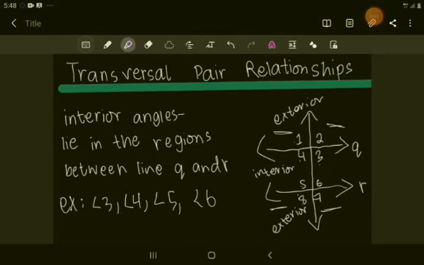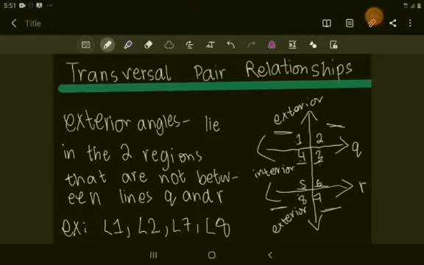Now let's talk about interior angles. Interior angles lie in the regions between the lines Q and R. Examples are angle 3, angle 4, angle 5, and angle 6. So it's basically inside the plane. So angle 4, angle 3, angle 5, and angle 6. These are inside the plane.